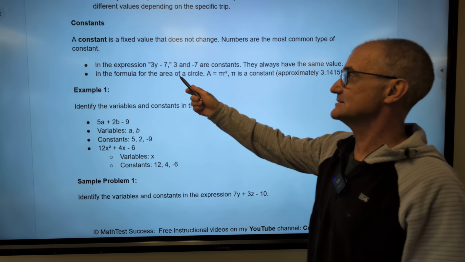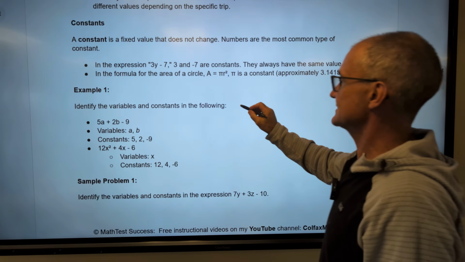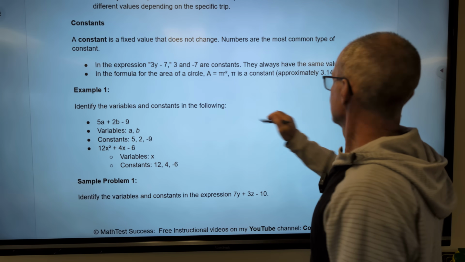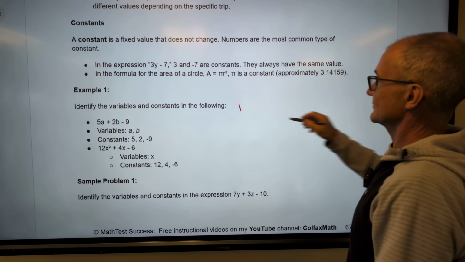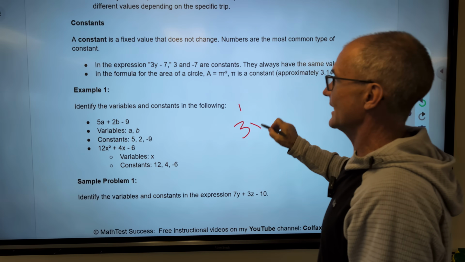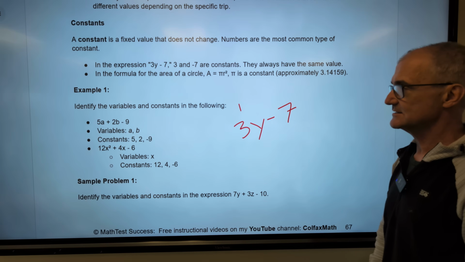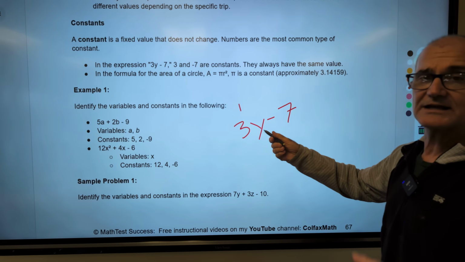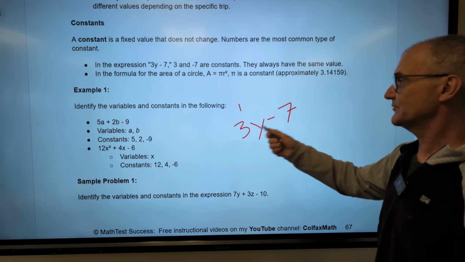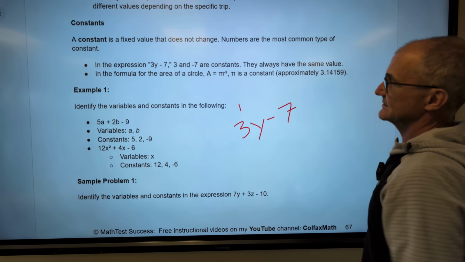This is an expression right here. When I have no equal sign, so if I have something like 3y minus 7, there is no equal sign in this, so this is called an expression. This right here, the y, the unknown, is my variable. The 3 and the negative 7, those are my constants.